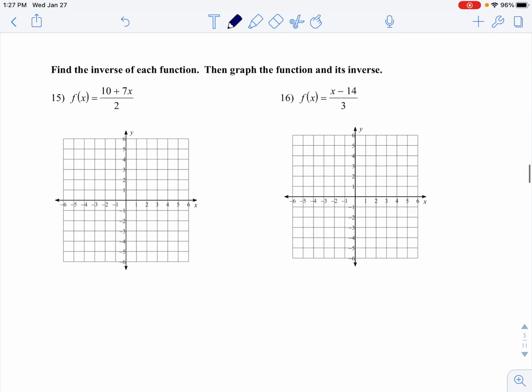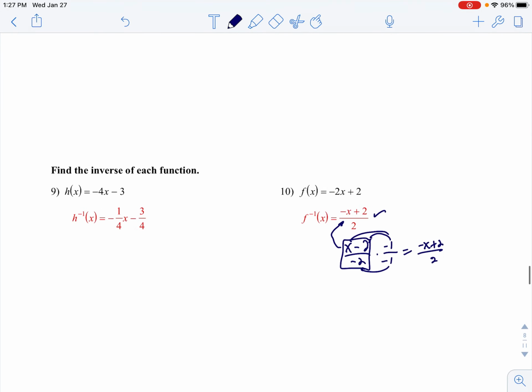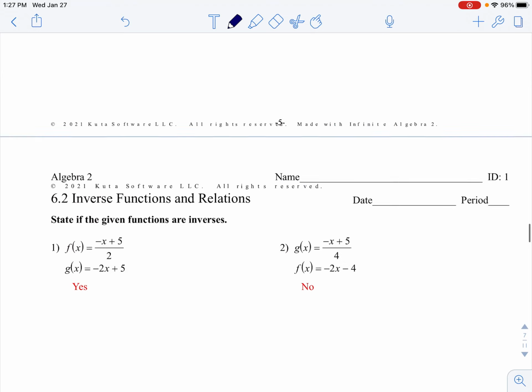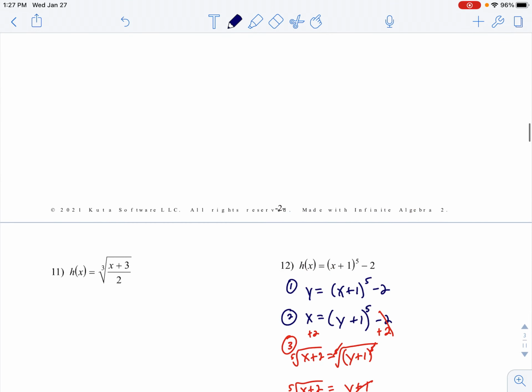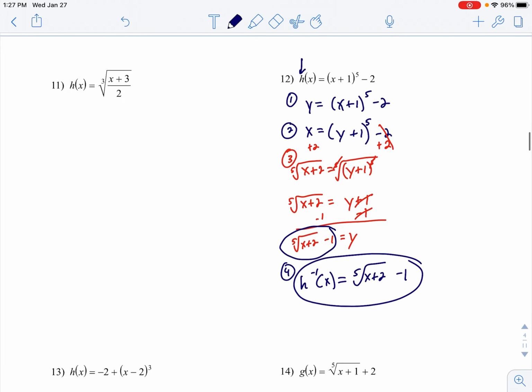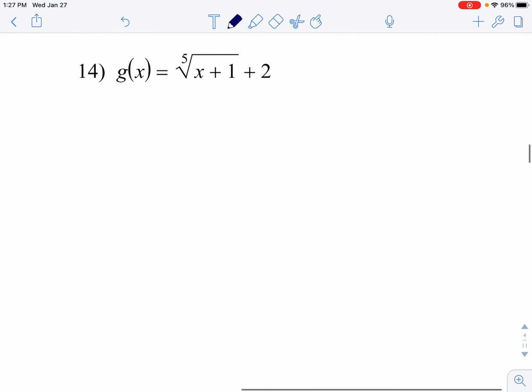Let's check number 12 and make sure I did it right. And there it is. Oh, h inverse. Hold on. Not that this is a minor detail, but the original problem had h, right? So when I change it back, I'm supposed to make that an h. Duh. All right, let's look at number 14.